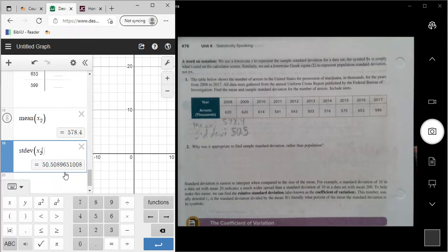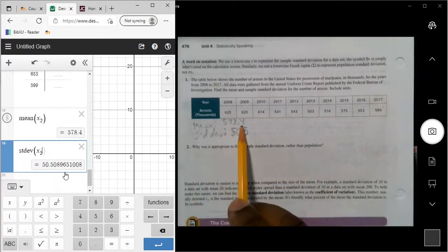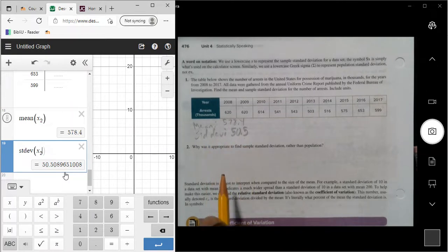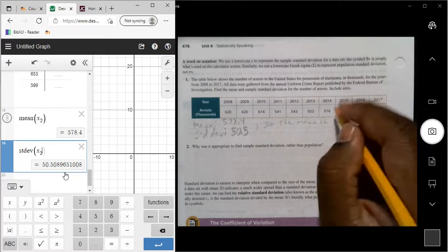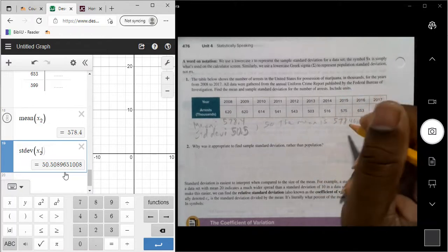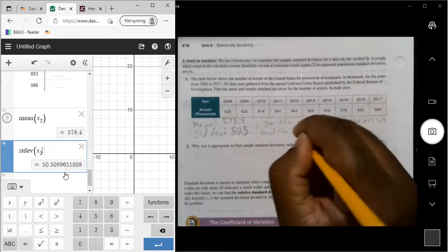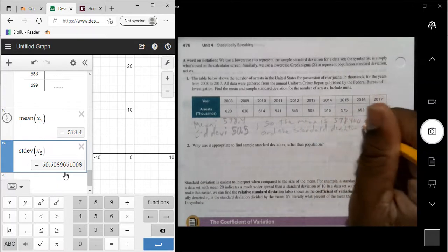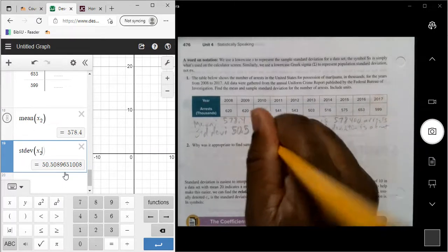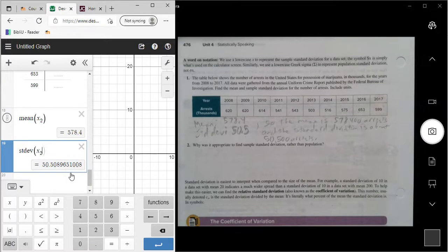Okay, so you see how to put this in your calculator. So we had a mean of 578.4, standard deviation is 50.5. So the mean is 578,400 arrests, and the standard deviation is about 50,500 arrests. Now, number 2, why was it appropriate to find sample standard deviation rather than population?